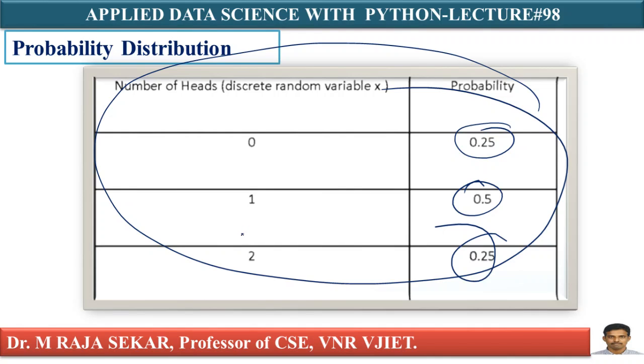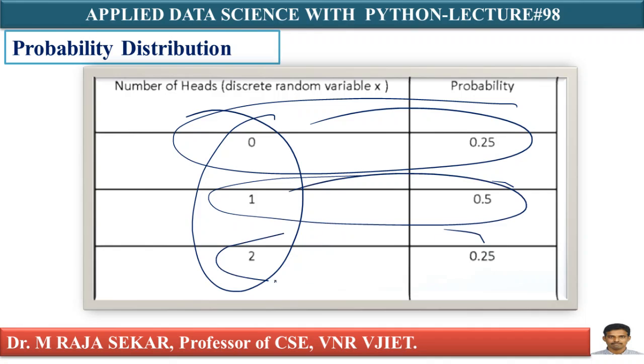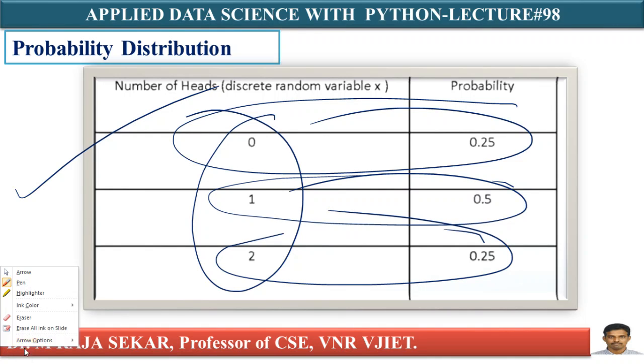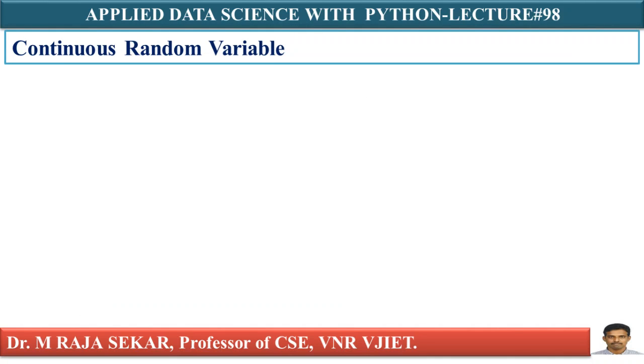A probability distribution has all possible values of random variables. These are the possible values of random variable. X represents number of heads, 0, 1, 2. That's what it says. A probability distribution has all possible values of random variable and the associated probabilities. Yes, this point is important. Probability distribution must have all possible values of random variables. These are possible values of random variables and these are corresponding probabilities. This entire table, I can say, is the probability distribution for the number of heads when you toss 2 coins. This is discrete probability distribution.